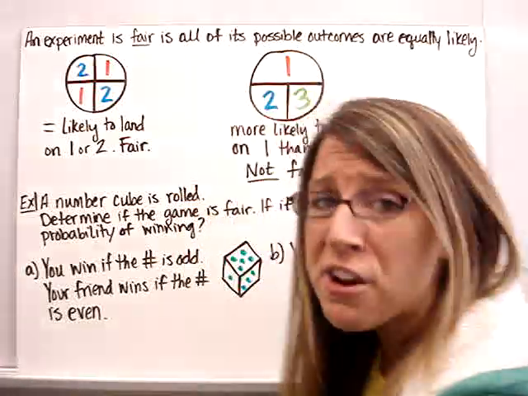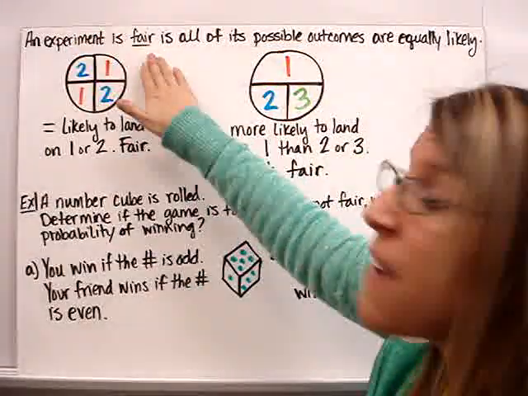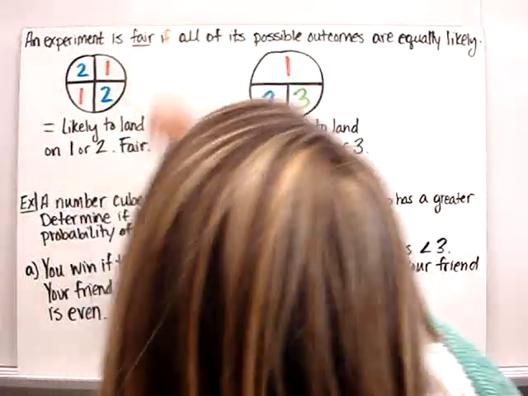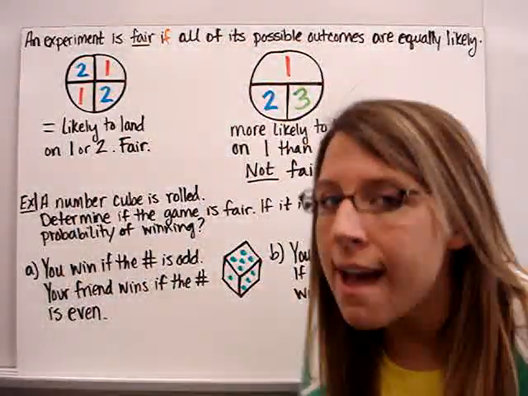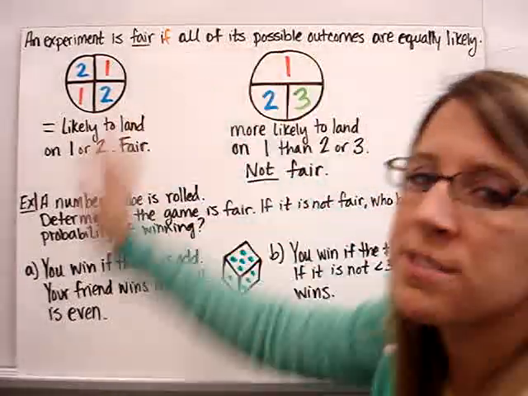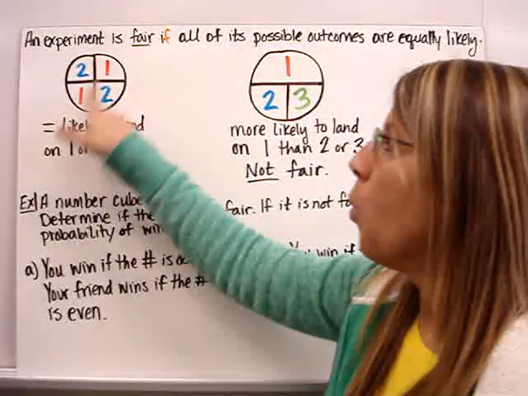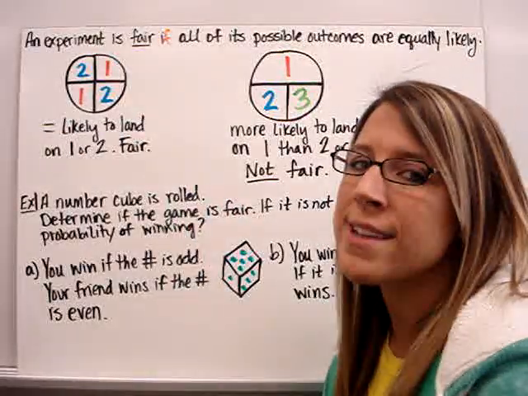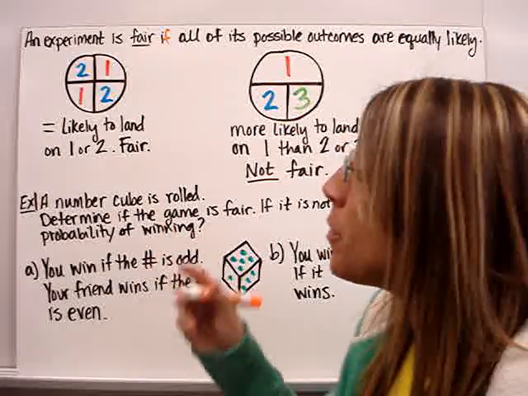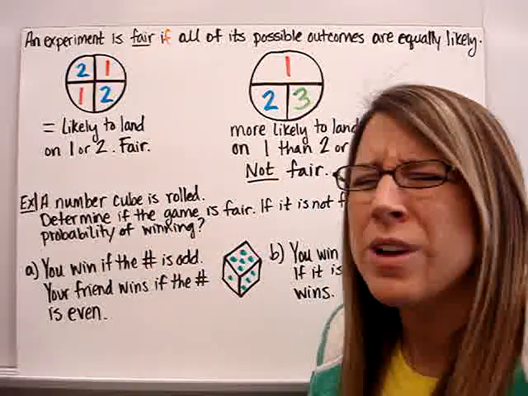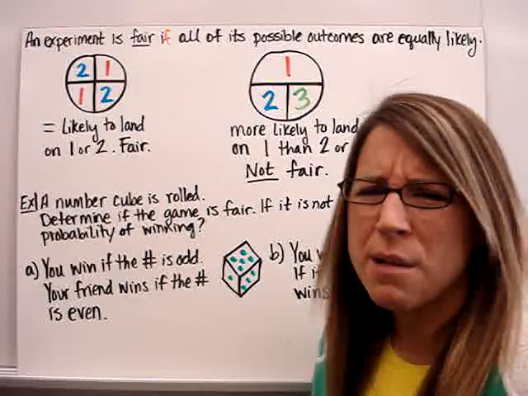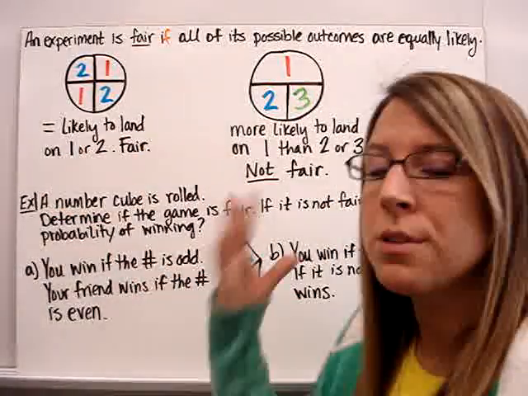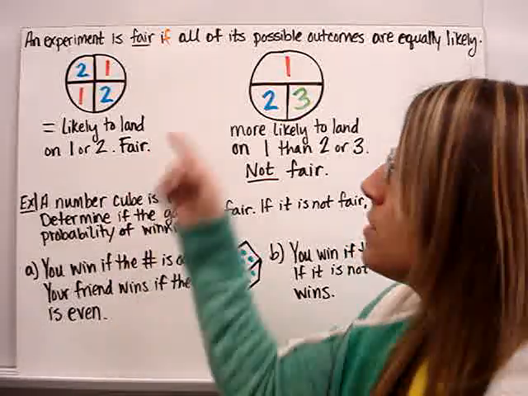Now we're going to talk a bit about fairness. An experiment is fair, I should say, if all of its possible outcomes are equally likely. So here are 2 spinners. In this one, it's split into fourths, perfectly into fourths. 2 is there twice, 1 is there twice. It's equally likely for you to land on 1 or 2. It's also equally likely for you to land on blue or red. So this is a fair experiment if you were to spin a spinner on this circle.